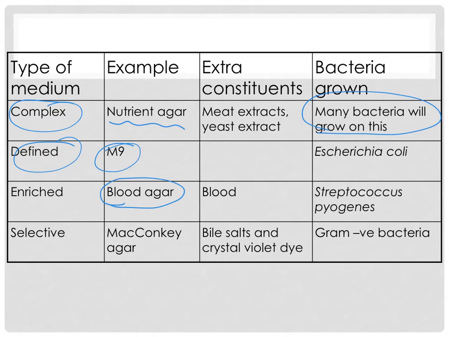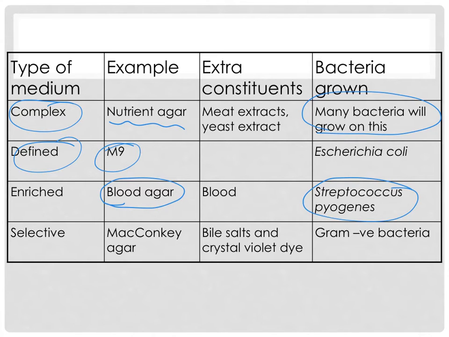There's enriched media, and an example of that would be something like blood agar, and as you would expect, that means it's got blood in it, usually something like sheep blood or horse blood. And the type of bacteria that you're going to be growing on that is called Streptococcus pyogenes, and it's the sort of bacteria that is called hemolytic. It breaks down red blood cells.